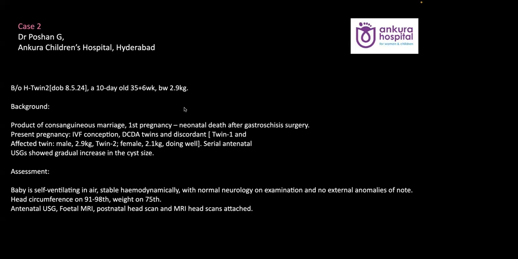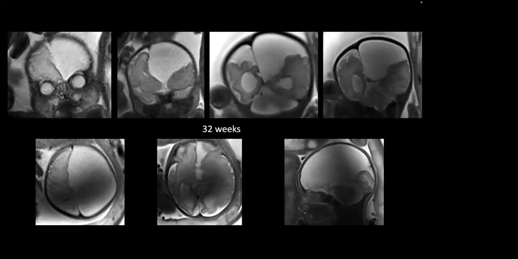Thanks, Dr. Poshan. I have the fetal MRI and the postnatal MRI. For the fetal MRI, I've only put the abnormal twin's images. You can appreciate at the third trimester scanning, you have this large CSF intensity cystic lesion along the interhemispheric region. Large interhemispheric cyst is what we thought of.